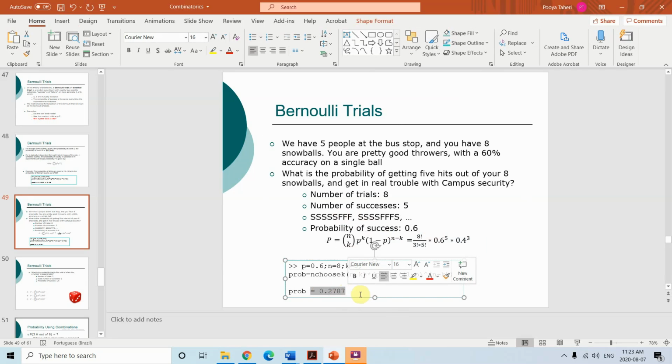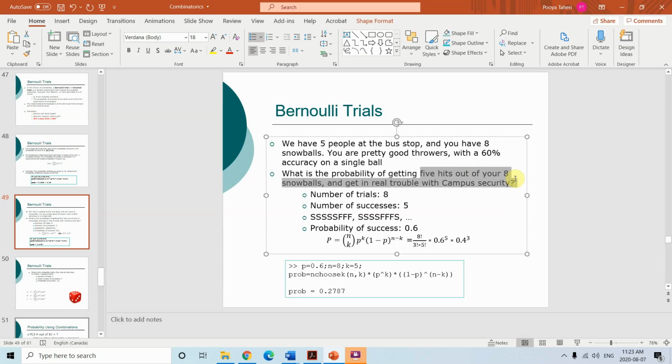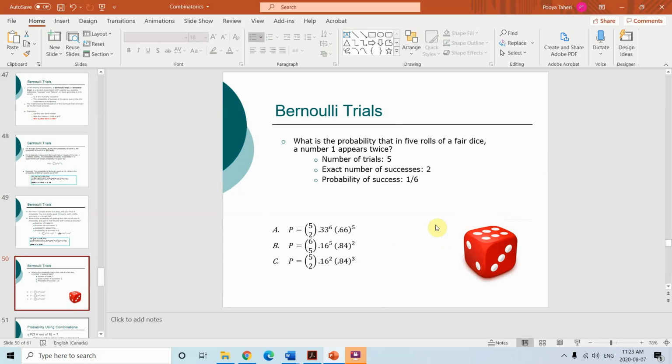So 27% or 28%, the probability of getting 5 hits out of your 8 snowballs. One question for you: what is the probability that in 5 rolls of a fair die, a number 1 appears twice? This is a fair die, so each number has the probability of 1/6. The number of trials is 5, the exact number of successes is 2. What is the answer?